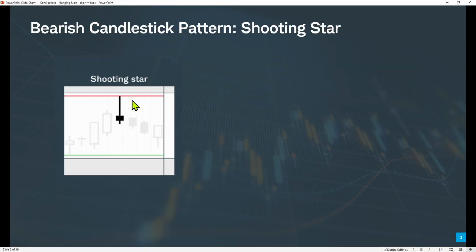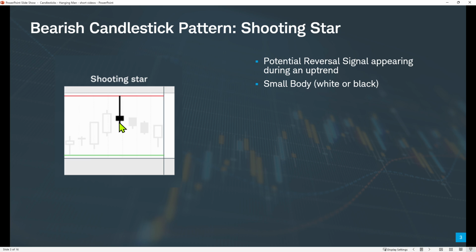Okay, let's look at our shooting star. And here she is. This is a bearish candlestick pattern. And what qualifies this to be a bearish pattern? Well, it's a potential reversal signal that appears during an uptrend, and it's a sign that this uptrend may be drawing to a close.